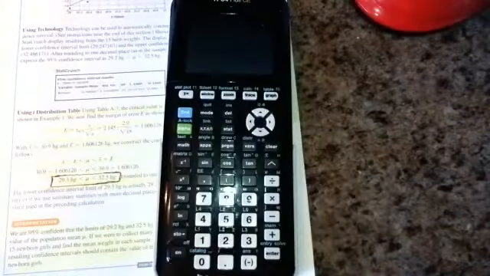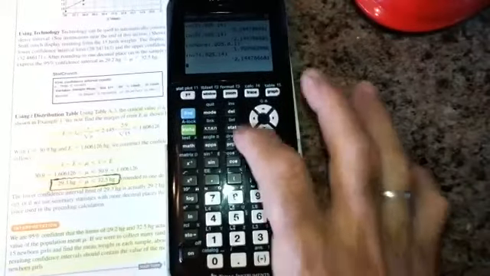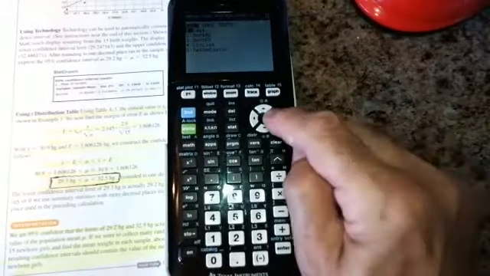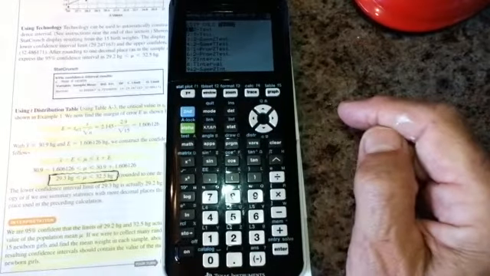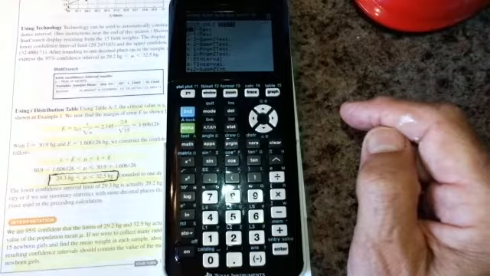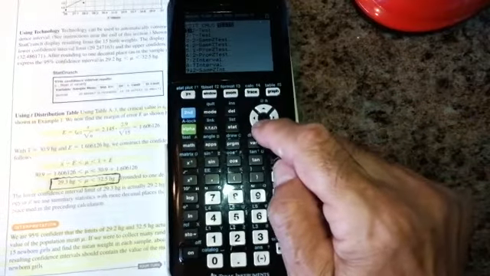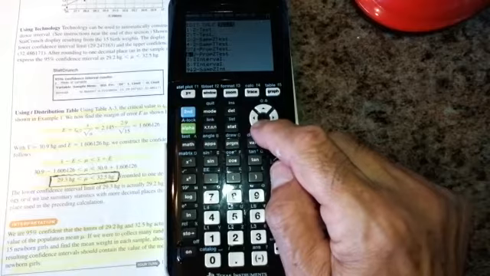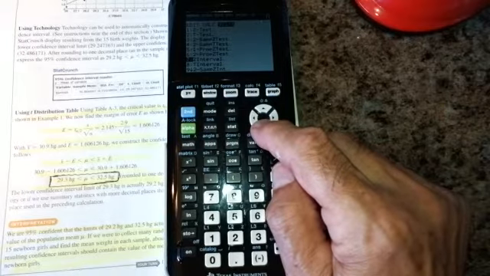You could also use that, and you could use your calculator for that, right? How does that work with the calculator? Stat, test. We are trying to find the interval, and it is dealing with T. Number 8 is T interval. You see that number 8, T interval?